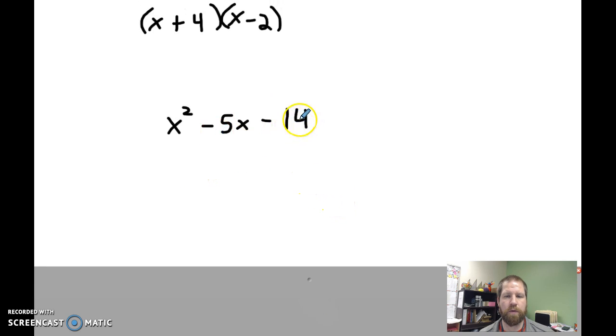I have 14. So my factors there are 1 and 14, or 2 and 7. Again, I've just got two factors. The difference I'm looking for, this would be 13. That's not 13. This would be 5 or negative 5. It is negative 5. So I'm going to have my x's again, and my factors.